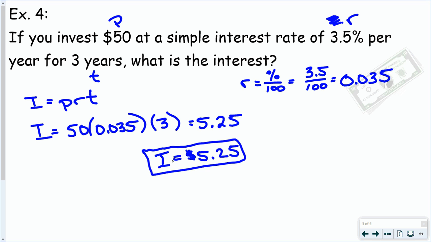So not a lot of money. In general, if you put your money in the bank, they don't pay you a lot of interest for that. If you borrow money from the bank, they actually charge you quite a bit of interest for that. That's how banks make money. They charge you for borrowing money from them, and they charge you more than what they pay you for keeping your money in the bank.